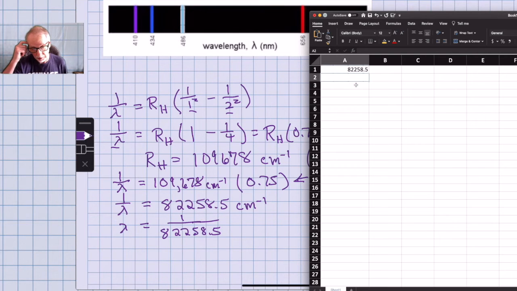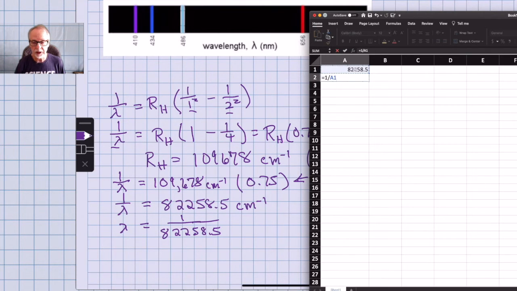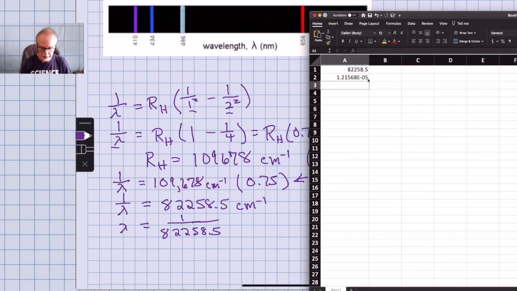One of the nice things about programs like Excel is that we don't have to retype things. We can just enter the formula for the calculation, and we can reference a particular cell. So for example, this would be equals 1 divided by, and I'm just going to click on cell A1. You'll notice that the cells in Excel have a column represented by a letter and a row representing a number, so this is cell A1, and when I click on that, that's in fact what it enters in my formula. Now if I just hit enter, there is the result.